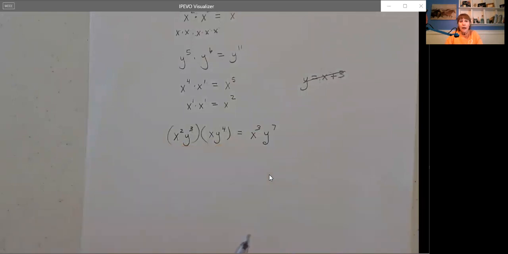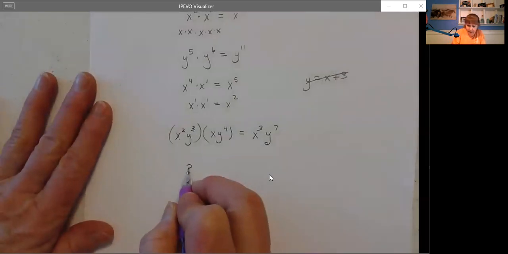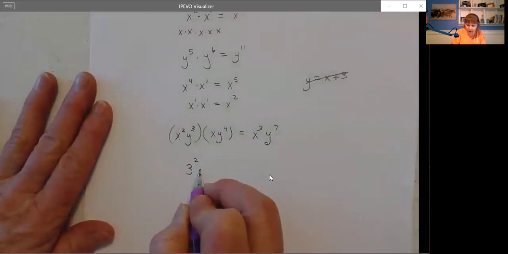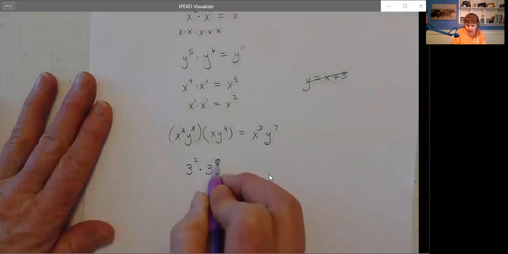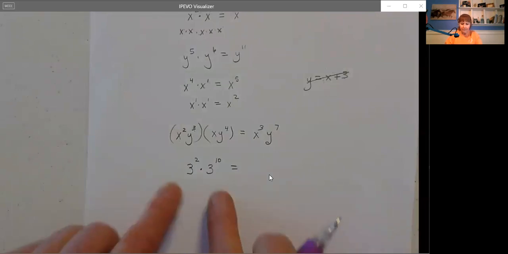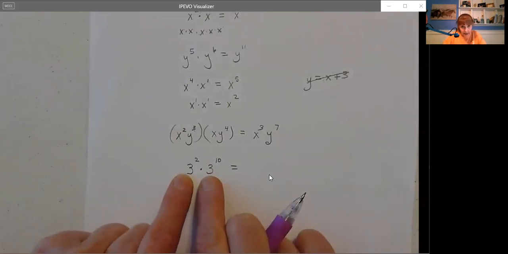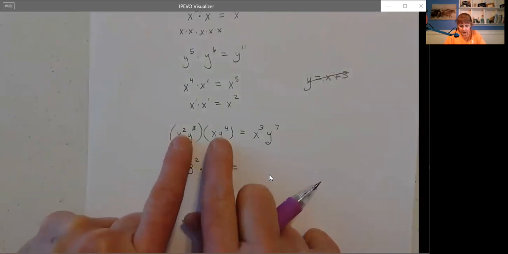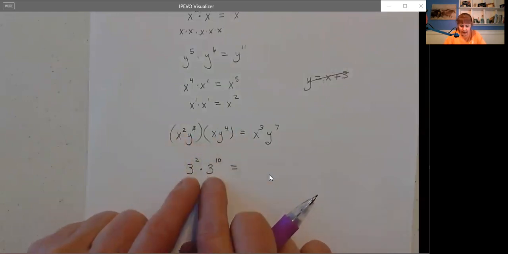All right. Now, here's another one that gives people some problems, and that's if I had 3 squared times 3 to the 10th. What happens if the bases, this is called the base, are not a variable? What if they're 3s or they're both 5s? Well, in order to use these rules here, the bases have to be the same.